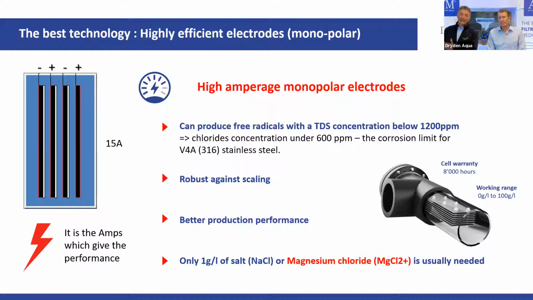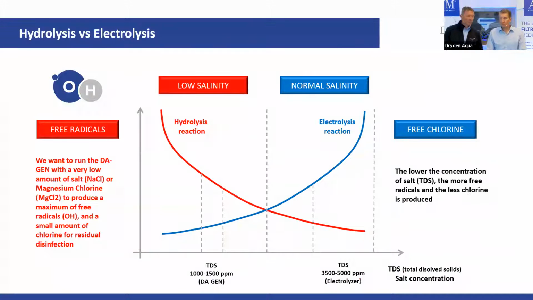You produce less chlorine, but a lot more free radicals. And this you can only achieve with these monopolar cells, because you can work them with high amps, low voltage. And it's really the amps that split the salt or the water. Maybe you want to explain this.